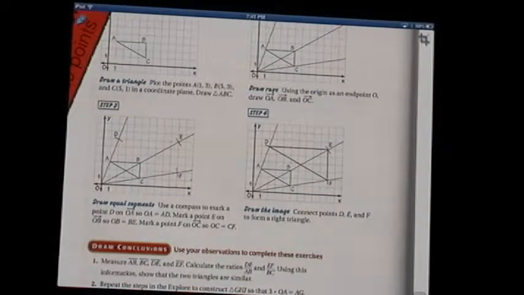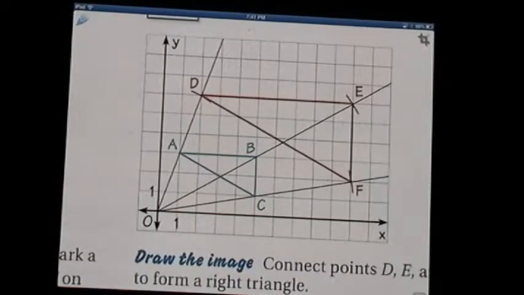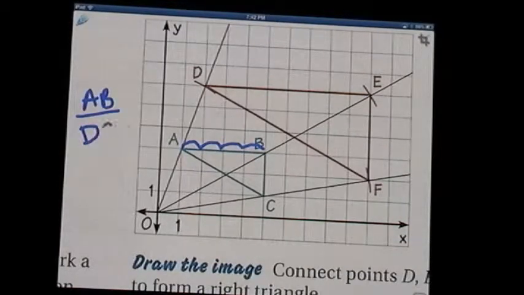Now they're asking you to measure those two because it's real easy to see the distances here. Let's look at this one right here. Okay, you can measure it. 1, 2, 3, 4. Okay, so what's the ratio of AB to DE? 1, 2, 3, 4, 5, 6, 7, 8. So make your ratio. And then measure BC and EF and make your ratio.